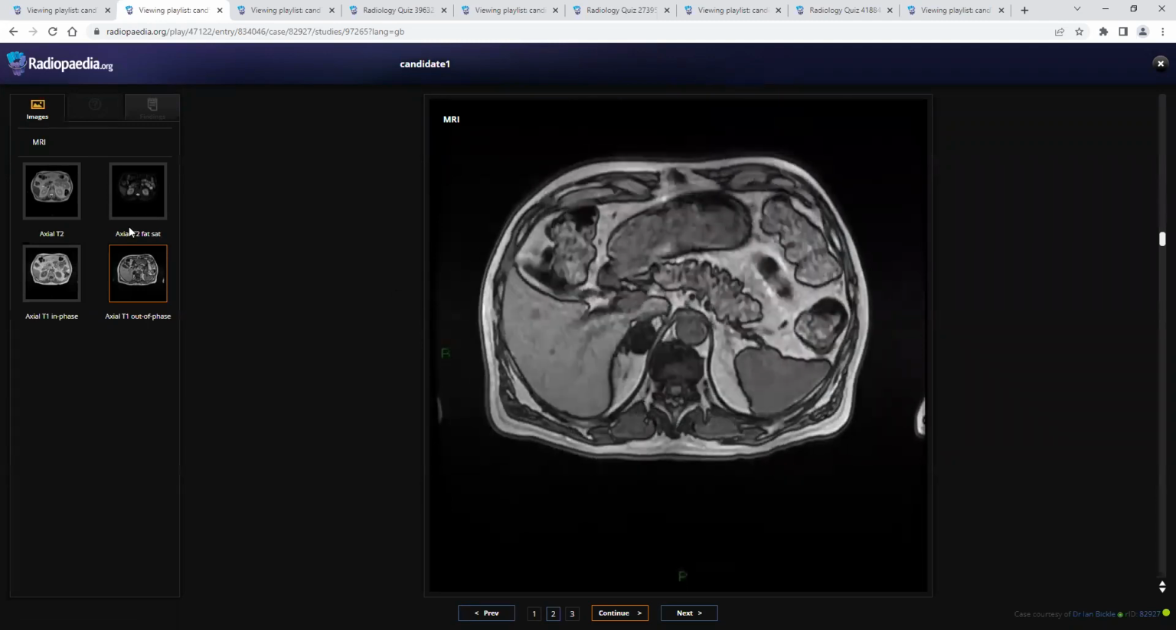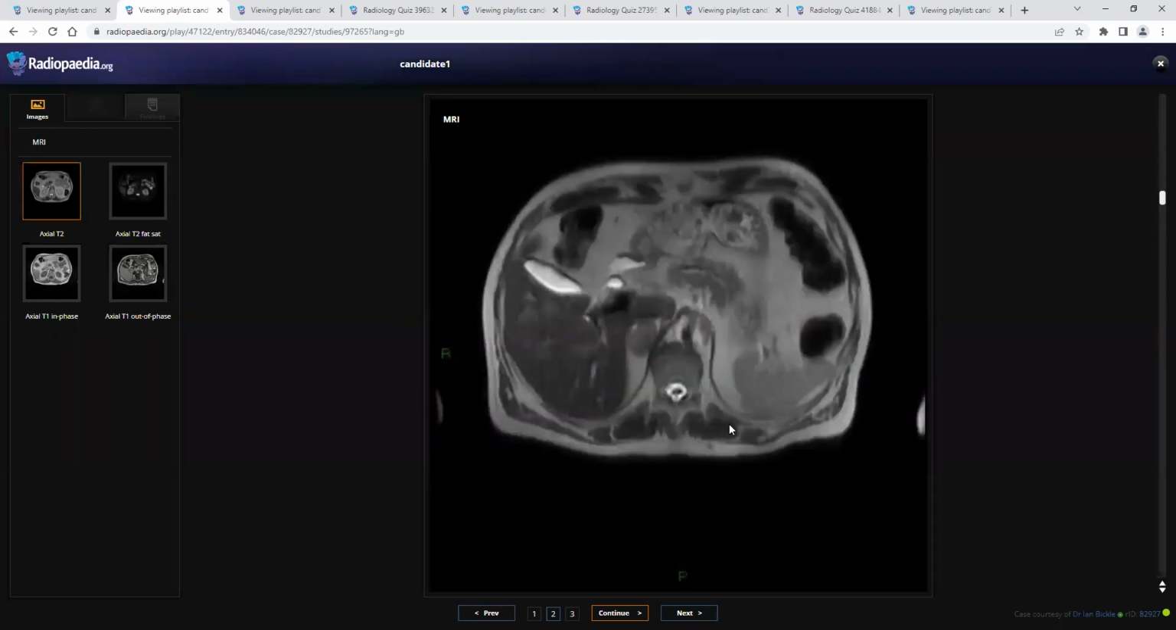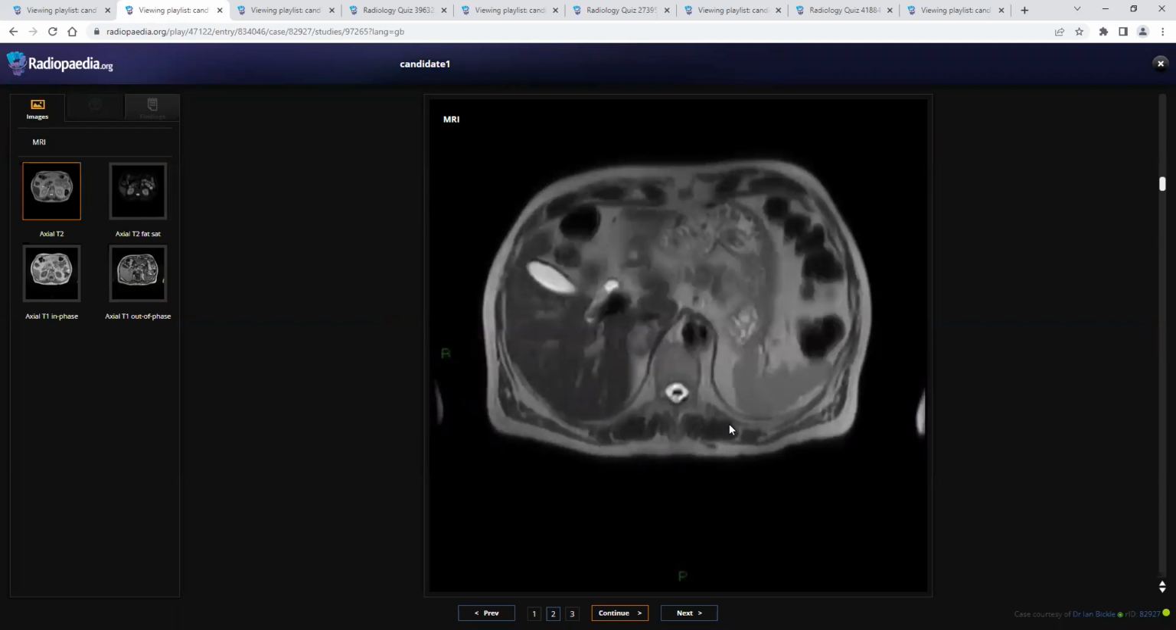Initially, on the initial sequences, you said there is no fat suppression, and on the fat sat, no fatty lesion. But here on the T1 fat sat, I didn't see a suppression, really. Before commenting on anything, look at all the series, and if all the series are not provided, ask for the series. Here we can see the series, but in exams you can't see them. You should ask for the series.